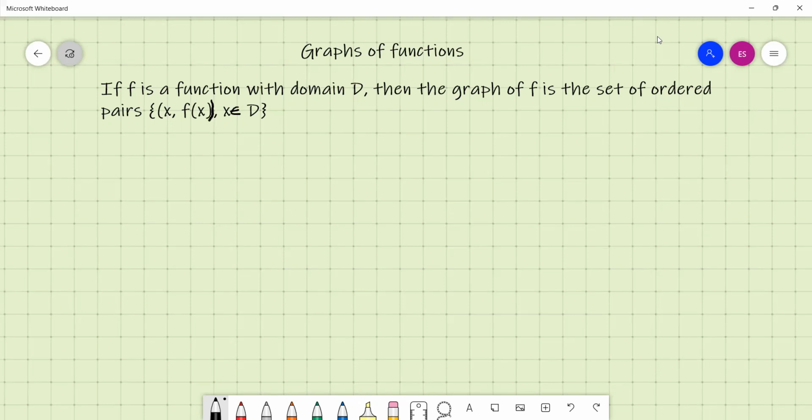So you put in all possible x's and calculate all the f of x's, make up pairs of x and f of x, which are going to work as x and y, and graph all of this as points on the coordinate plane.